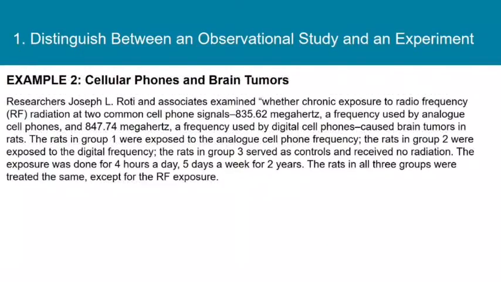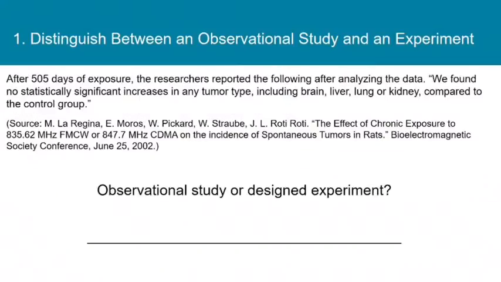Okay, now let's look at another example. Another research team examined whether chronic exposure to radio frequency radiation at two common cell phone signals, 835.62 megahertz and 847.74 megahertz, caused brain tumors in rats. The rats in group 1 were exposed to the analog cell phone frequency, the rats in group 2 were exposed to the digital frequency, and the rats in group 3 served as controls and received no radiation. The exposure was done for 4 hours a day, 5 days a week, for 2 years. The rats in all three groups were treated the same, except for the RF exposure.